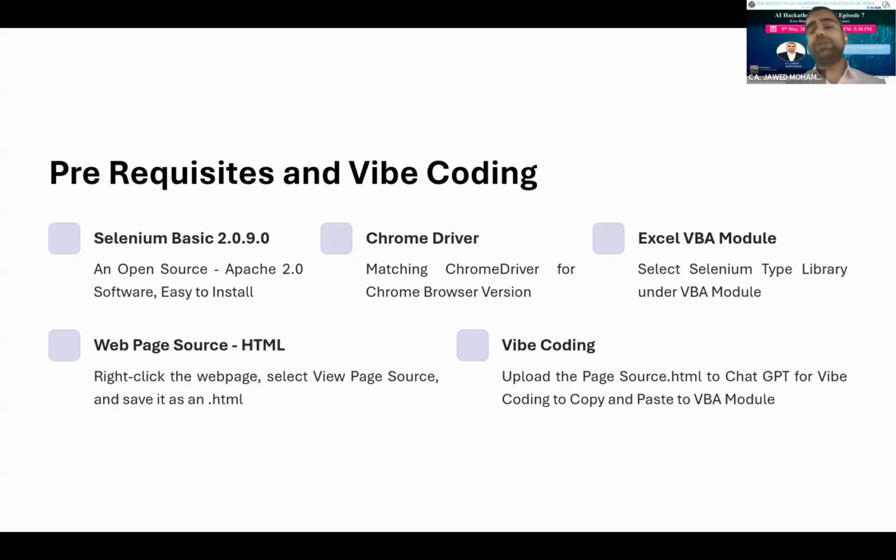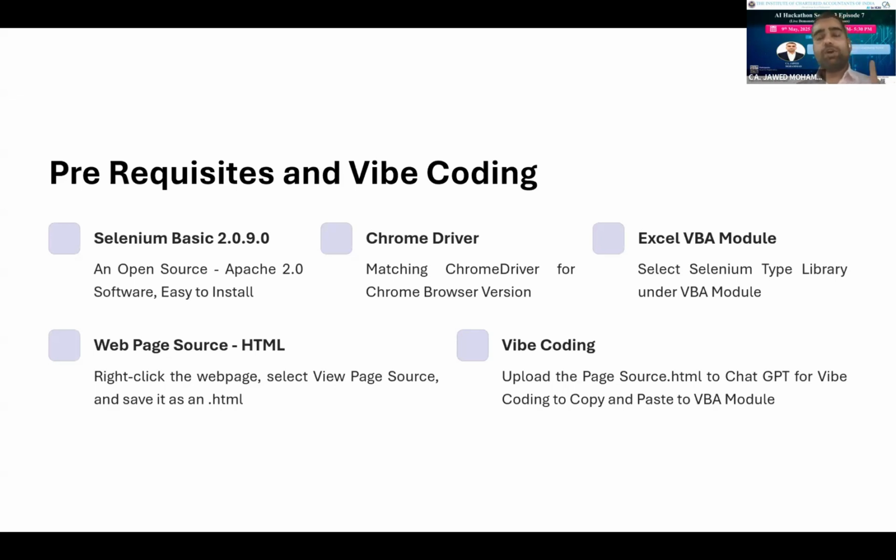The next thing that we need is the Chrome browser. Everyone uses Chrome, so we need a matching Chrome driver for that particular browser. For example, if our Chrome browser is version 136, we need to download Chrome driver 136 from the Chrome lab. The next thing we need is Excel VBA. Everyone has Excel, and if you press Alt F11, the VBA module will open, and we just need to configure under Tools that this particular module uses the Selenium type library.